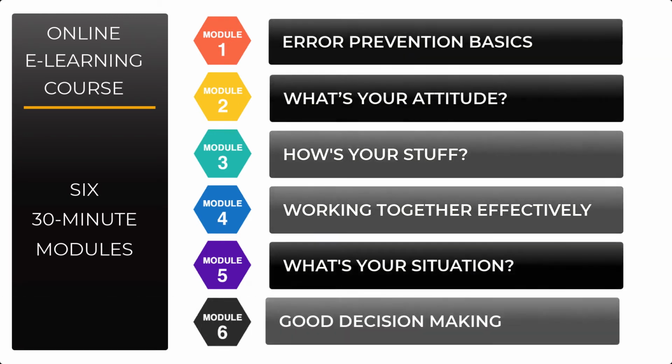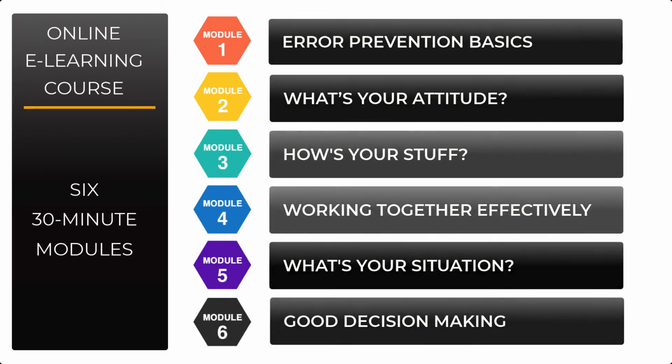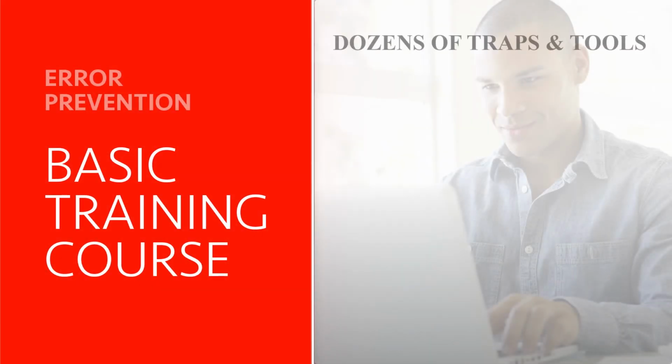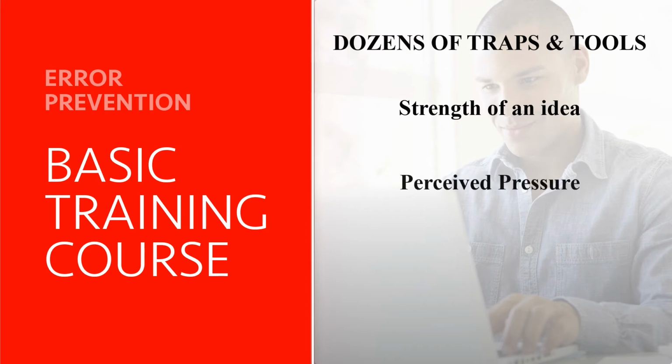Module 6, Good decision making. Learn how to apply the tools of error prevention to improve individual and team decisions, and how to incorporate the concepts you have learned into your daily activities. The Error Prevention Basics course teaches dozens of traps and tools of human nature. Traps like the strength of an idea, which is an unconscious attempt to make evidence fit a preconceived idea, or perceived pressure, that feeling that your boss wants you to hurry or ignore procedures.